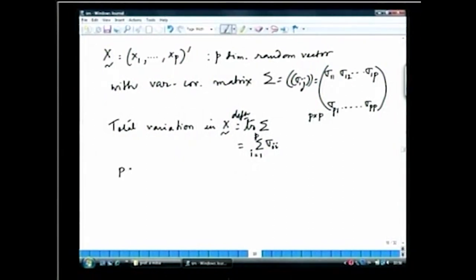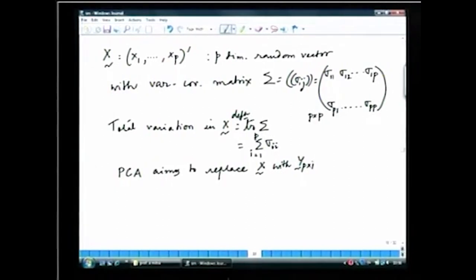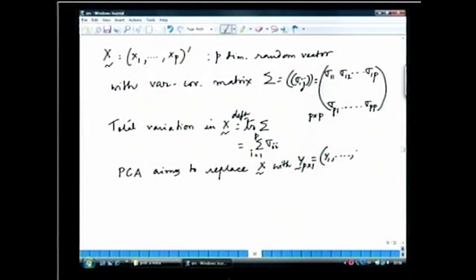And then what does PCA attempt to do? PCA aims to replace the x, the whole data vector, with some y. Initially we will look into p linear combinations of the variables. So, that is y, also p-dimensional, y1 to yp. But firstly, these yi's are not just any variables, these are linear combinations of the original variables xi's.